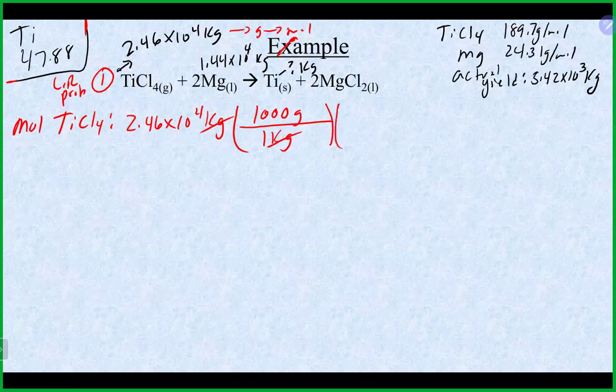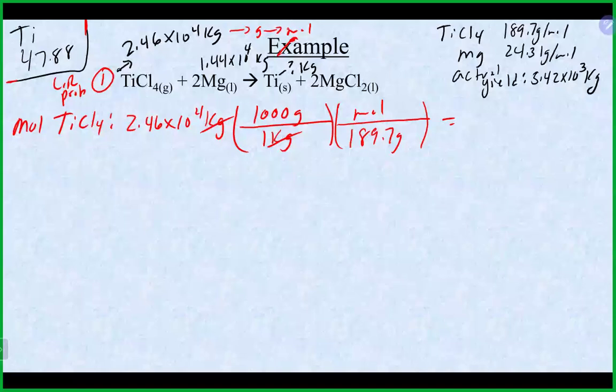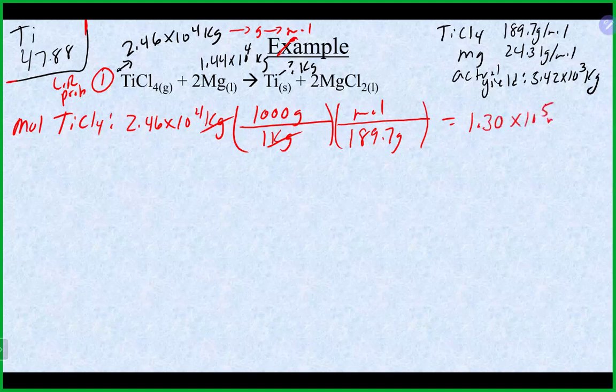And now I can use my molar mass like normal here to convert into moles. We'll go 189.7 grams per mole. That's going to give us here a starting moles for our TiCl4 of, looks like we'll call it 1.3 times 10 to the 5 moles of TiCl4.